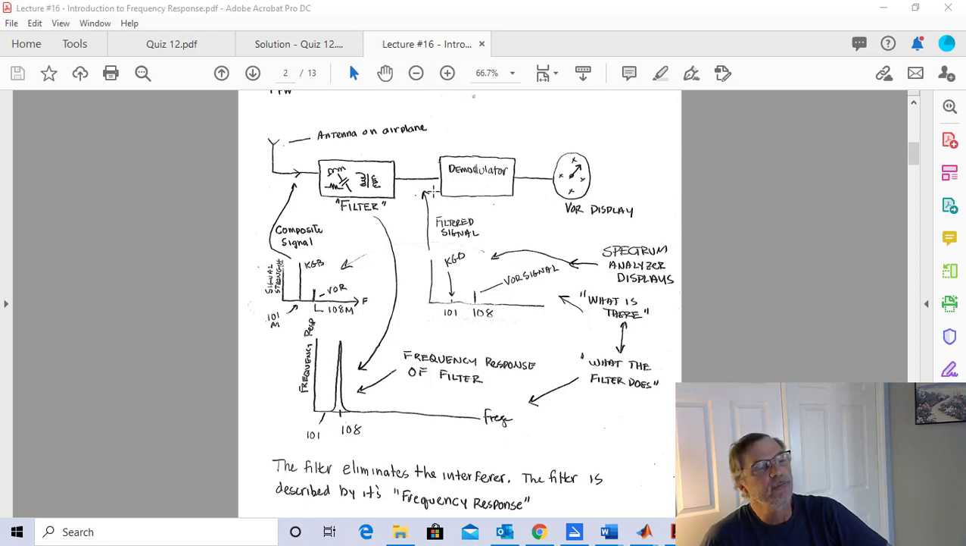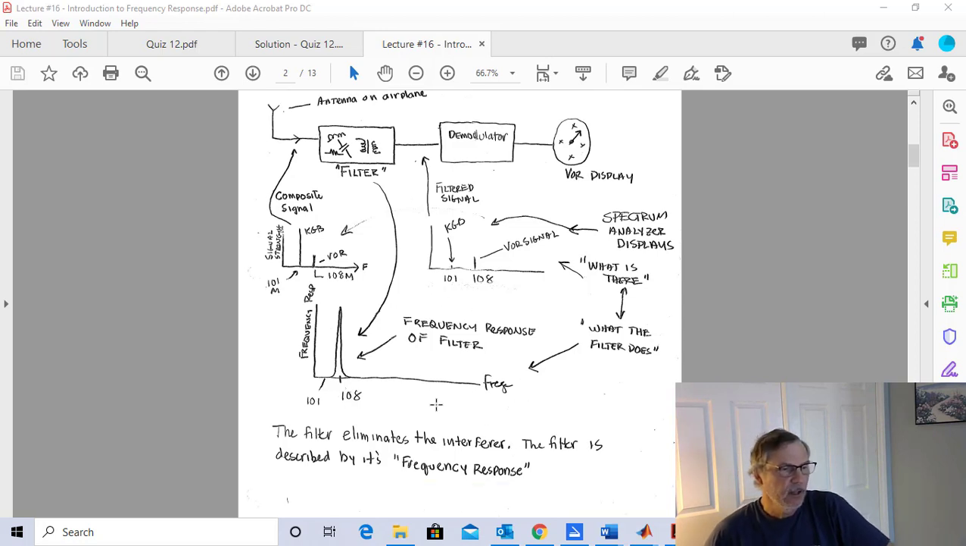So now let's look at our filtered signal. Let's look at the output of this filter. And look at this. I'm looking at the spectrum analyzer again, or in other words, I moved the input cable of the spectrum analyzer from the antenna over to the filter output. And check it out. I don't see very much KGB. It's pretty much gone, but my VOR signal, my navigation signal, went right through. So what the filter has done is it has filtered the undesired signal from my composite response. So the filter eliminates the interferer.